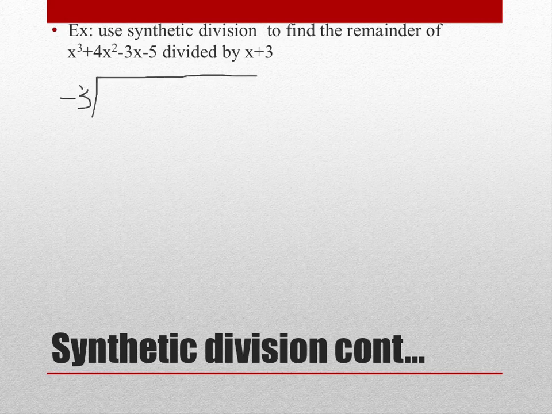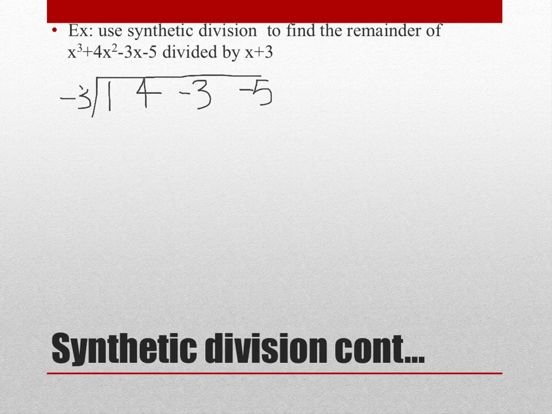Write our box here. So the coefficient in front of the x cubed is just 1. The coefficient in front of the x squared is 4. In front of our x is a minus 3. And then we have a negative 5. Alright, let's go through and start this process over again.